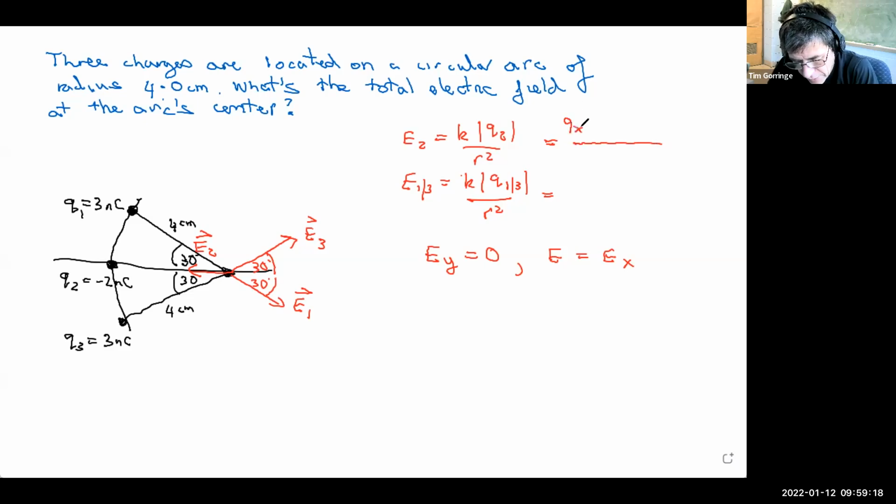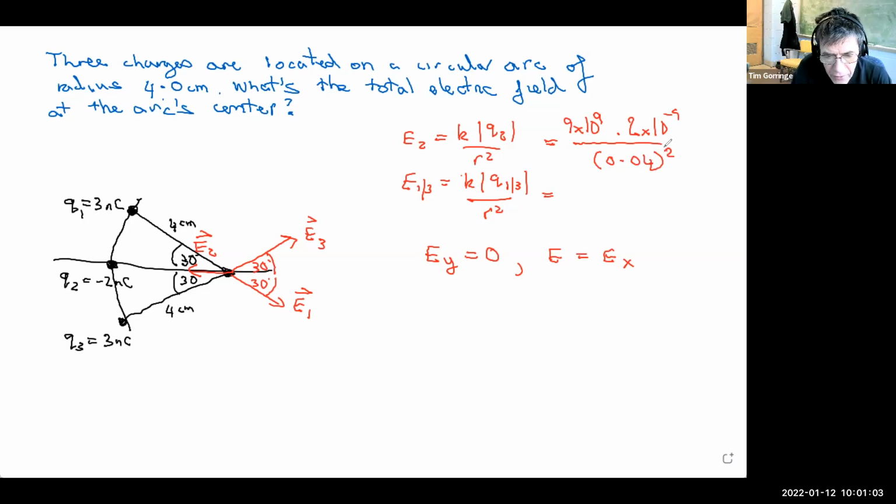So 9 times 10 to the 9 is the Coulomb constant. Its units are newtons meter squared over Coulomb squared. To save time, I won't write them in. Times the charge. The charge Q2, its magnitude is 2 times 10 to the minus 9, is 2 nanocoulombs. And then I've got to divide that by the square of the distance from the charge to the field point. It's 4 centimeters or 0.04 meters.